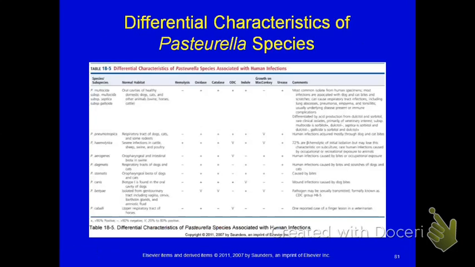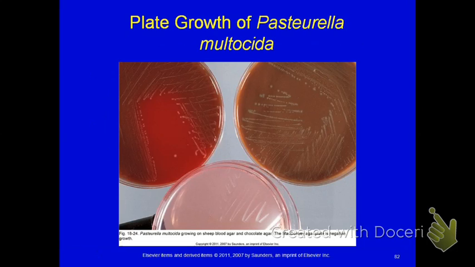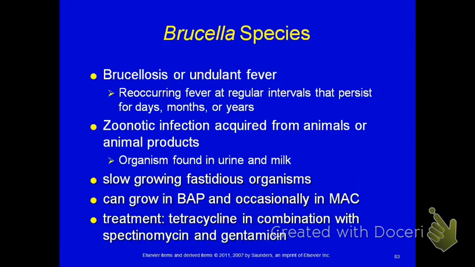So, summarized herein in Table 18-5 are the differential characteristics of Pasteurella species associated with human infections. You may read it in your book. And these would be the colonies of Pasteurella multocida, as shown in blood agar plate, MacConkey agar, and chocolate agar plate. Take note that Pasteurella is positive in blood agar plate and chocolate agar plate, but the growth is negative in MacConkey.